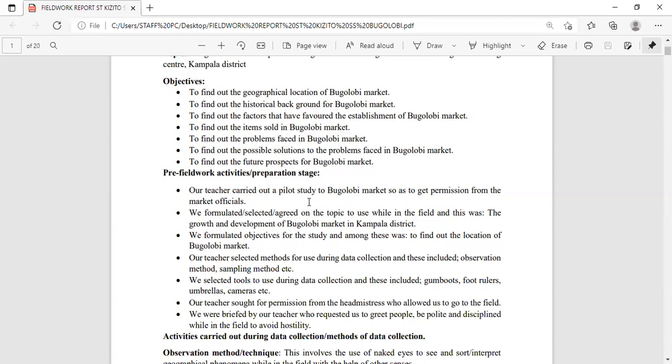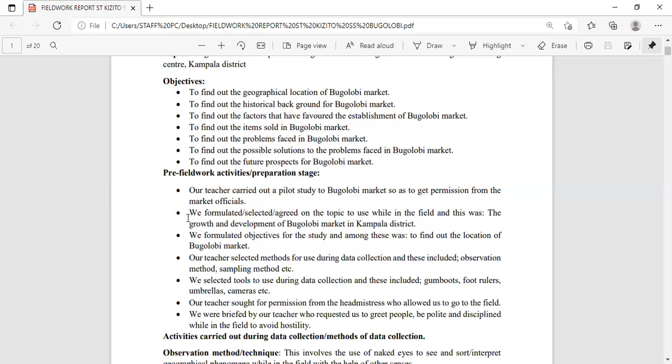It can lead to scrapping of some marks, because they don't want the name of your teacher or your school in the village there. Don't mention it, just say our teacher carried out a pilot study to that area to get permission. Give a reason as to why the teacher went to that area of study. Give a reason why you carried out that activity in the preparation stage.